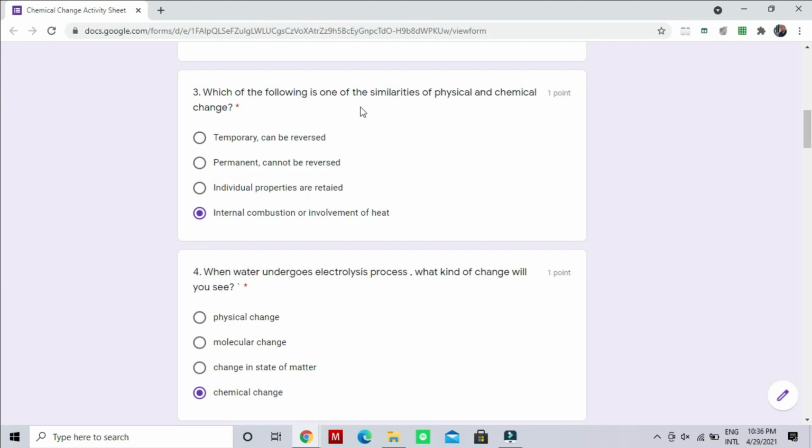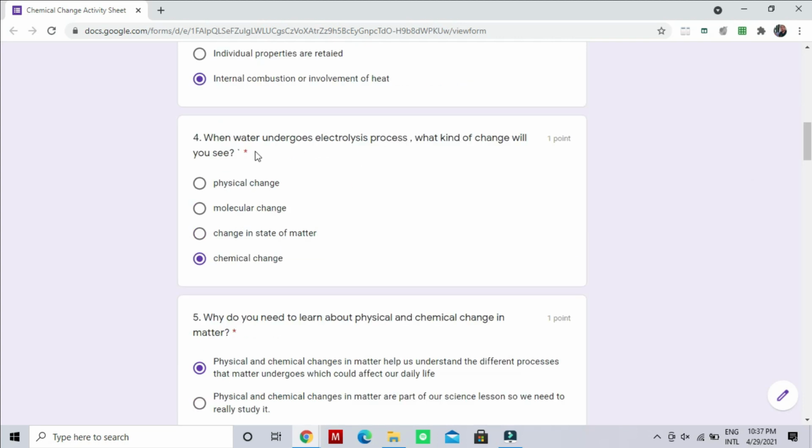Question number 3. Which of the following is one of the similarities of physical and chemical change? The correct answer is internal combustion or involvement of heat. Question number 4. When water undergoes electrolysis process, what kind of change will you see? The correct answer is chemical change.